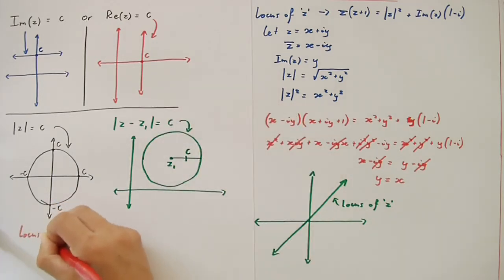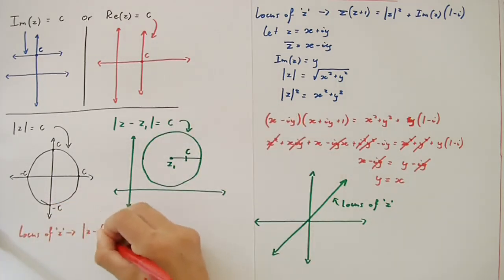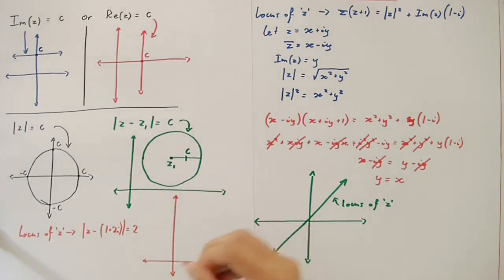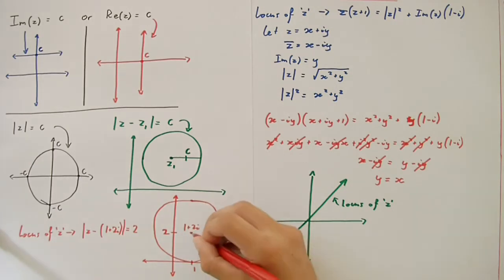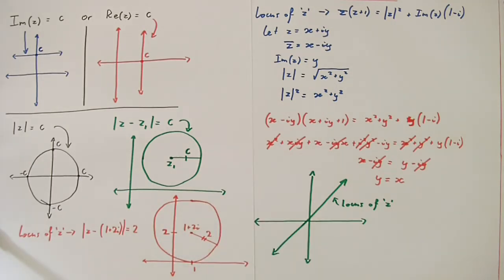For example, if we had the modulus of z minus 1 plus 2i is equal to 2, then we would have a circle with radius 2 that is centered around the point 1 plus 2i. So it would look something like this. Oh my god, that circle was atrocious. But you get the idea.